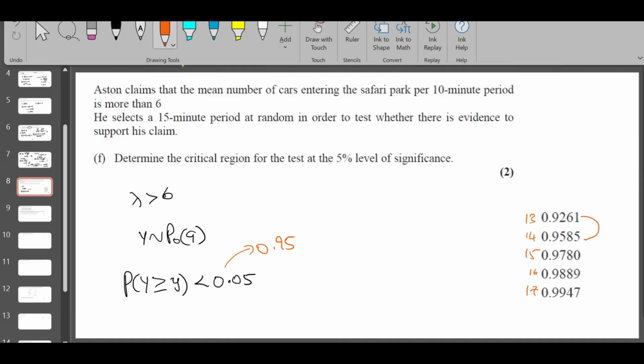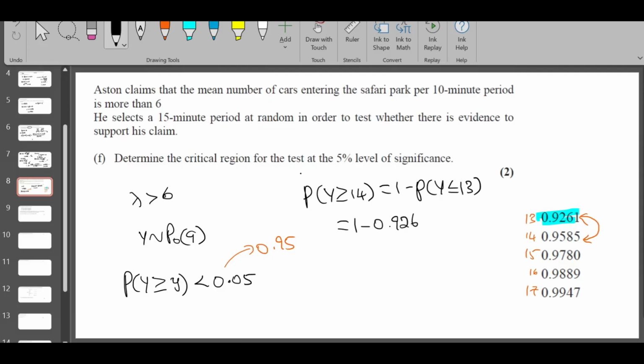0.95 is in between these two values, right? So when I take the value for 13, I should start writing it as y is greater than or equal to 14. So when I rearrange, I can use the value 13 here. 1 minus 0.9261 is 0.0739, bigger than the significance level.